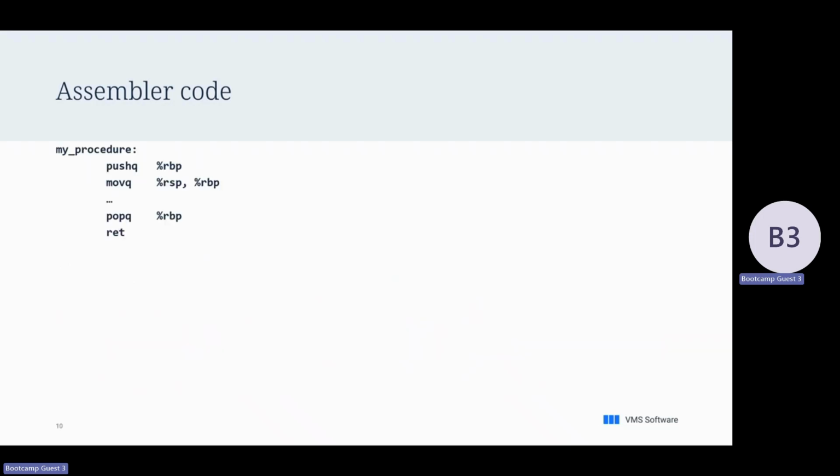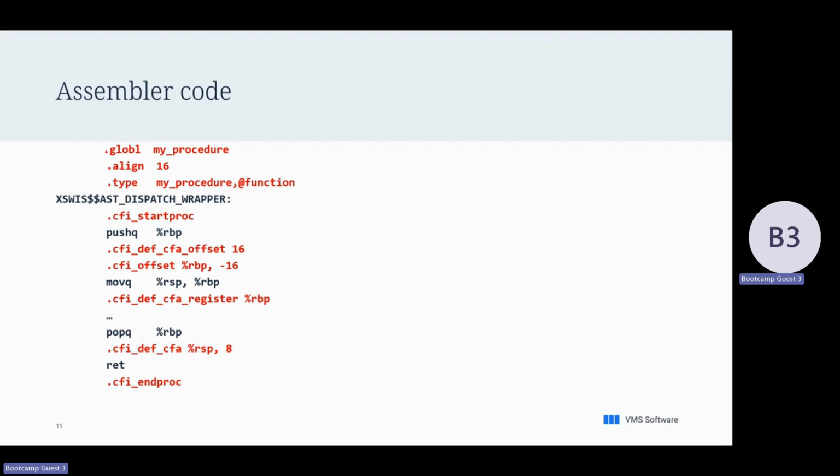So this is the skeleton of an assembler routine. Go into the routine, push RBP on the stack, move RSP into RBP to establish a frame pointer, do whatever you need to do, and at the end you pop RBP from the stack again and you return. It can get more complicated than that, of course, if you need to allocate some memory on the stack, things like that. But if you have this, you really want to write this.